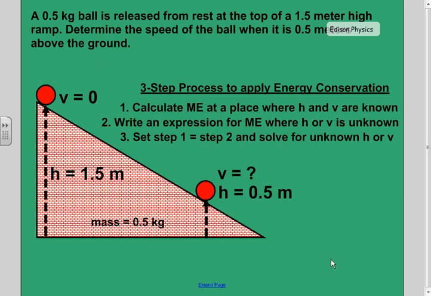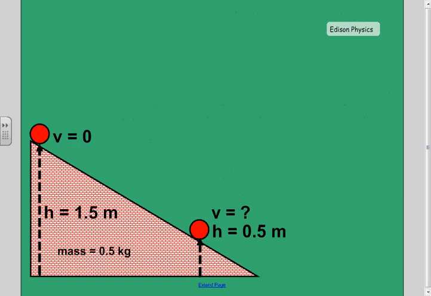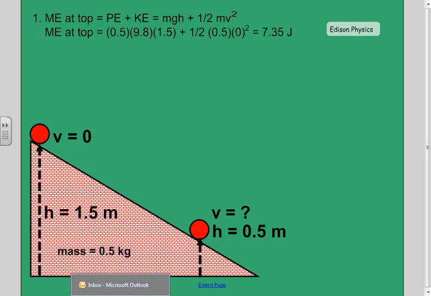Here's what it looks like for this problem. Same ramp, same ball at the top, 1.5 meters high, no speed. Later on, it's going to be 0.5 meters high, and we want to know its speed. Step 1, calculate the mechanical energy where we know H and V. Here's what step 1 looks like.